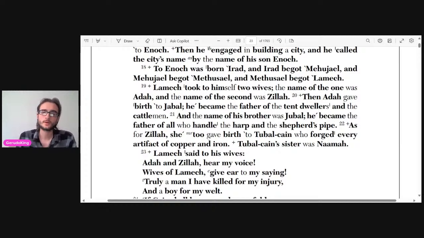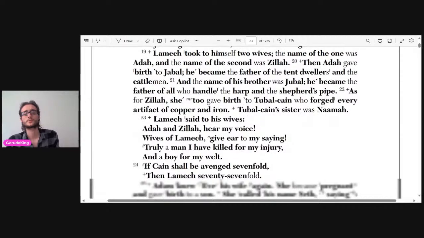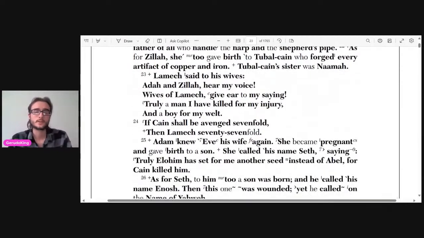Then Ada gave birth to Jabal, and he became the father of the tent dwellers and the cattlemen. And the name of his brother was Jubal. He became the father of all who handle the harp and the shepherd's pipe. As for Zillah, she too gave birth to Tubal-Cain, who forged every artifact of copper and iron. Tubal-Cain's sister was Naamah. Lamech said to his wives, Ada and Zillah, hear my voice. Wives of Lamech, give ear to my saying. Truly a man I have killed for my injury, and a boy for my wealth. If Cain shall be avenged sevenfold, then Lamech 77-fold.